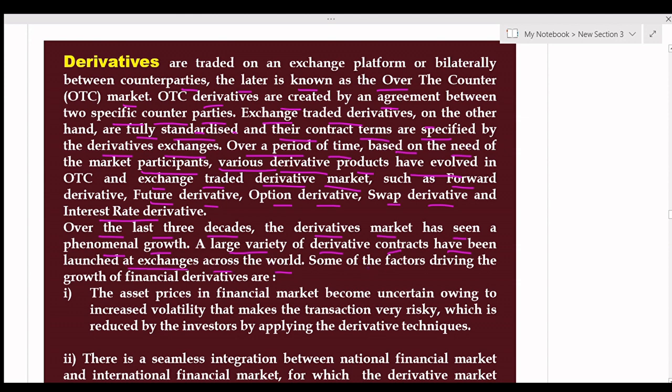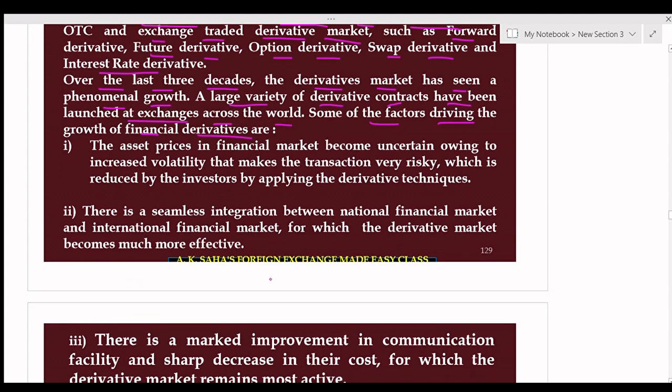Some of the factors driving the growth of financial derivatives are: number 1, the asset prices in financial markets become uncertain owing to increased volatility that makes transactions very risky, which is reduced by investors by applying derivative techniques. Number 2, there is a seamless integration between national financial markets and the international financial market, for which the derivative market becomes much more effective.